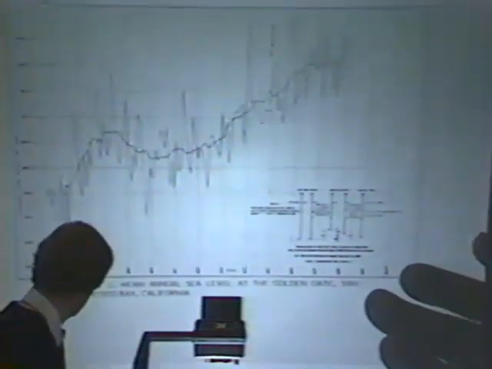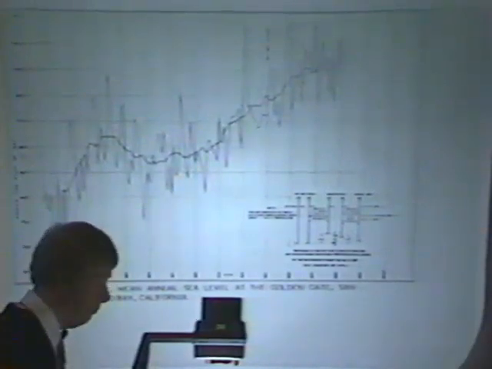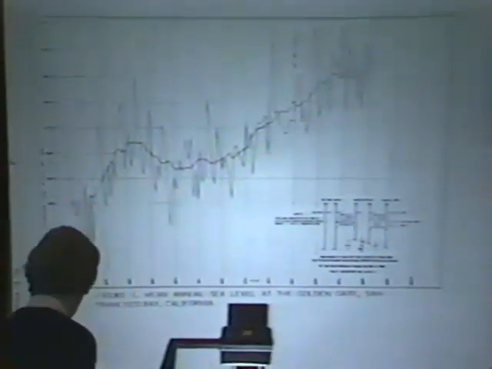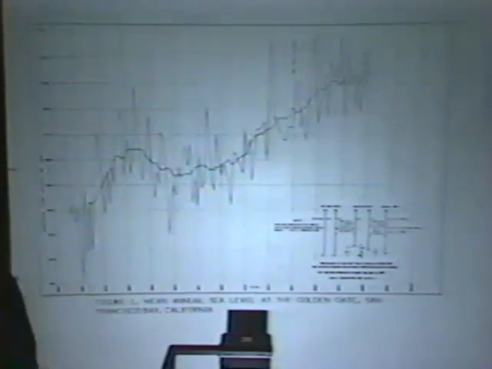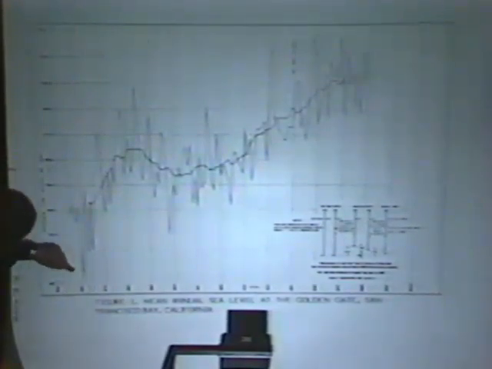I showed you the plot of sea level rise earlier, and one of the points I didn't show was that there's quite a variability from year to year.